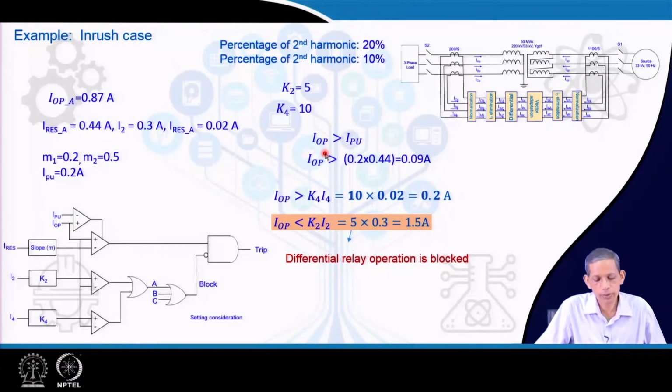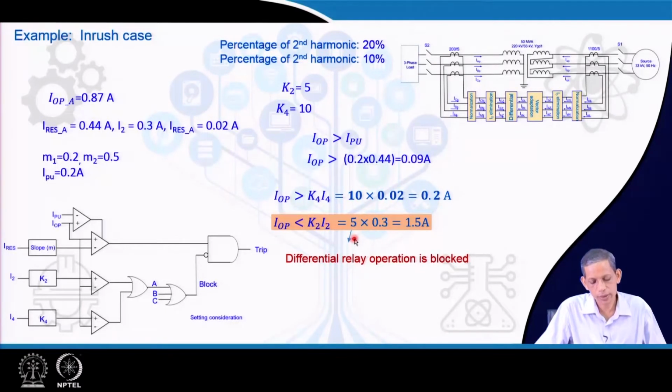And we observe that the I operating is greater than IPU, true, that is 0.87 is greater than 0.2. I operating in terms of this M1 into 0.44 gives also 0.09. The K4 into I4, where K4 is 10, into 0.02 is 0.2 ampere, and I operating is observed to be less than K2 I2, that is the second harmonic component. K2 is 5 and I2 we got to be 0.3 ampere. So, therefore, this becomes equal to 1.5 ampere.